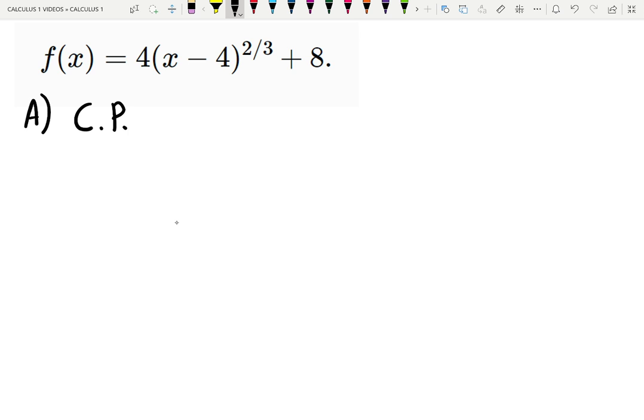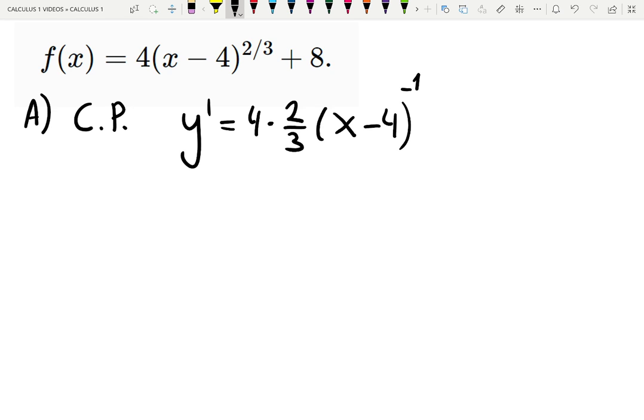Critical points are coming from the first derivative. So let's differentiate the function. 4 is multiplied by 2/3. (x minus 4) is now raised to 2/3 minus 3/3, which is negative 1/3. Plus 8 becomes 0. That makes sense.